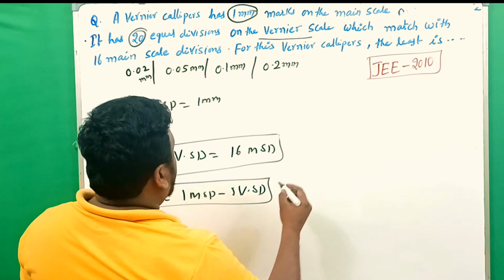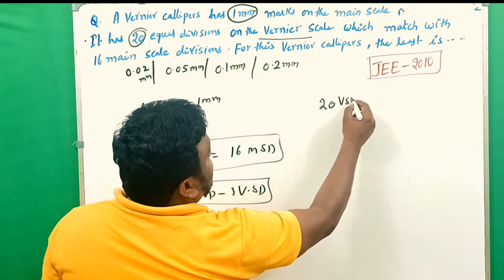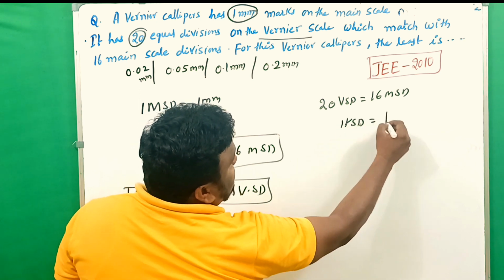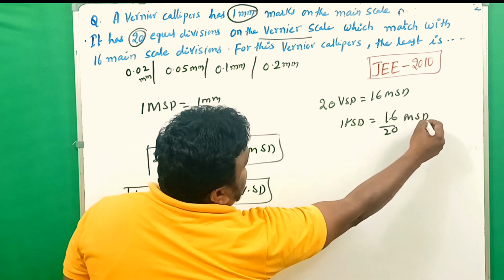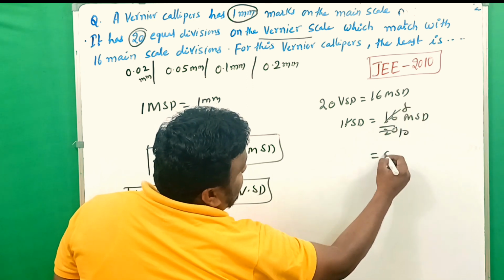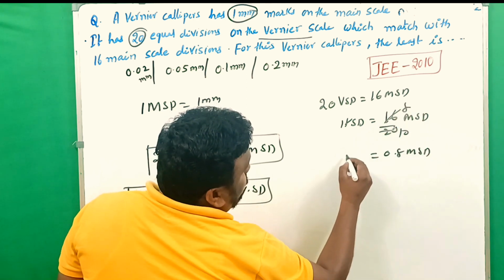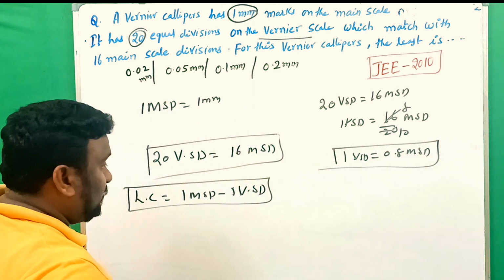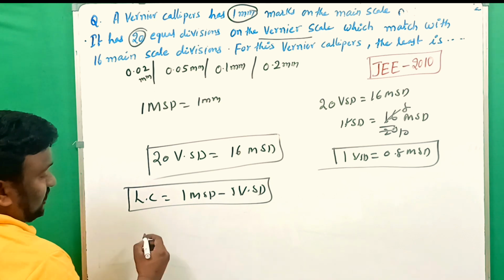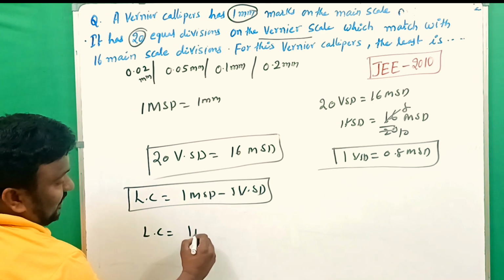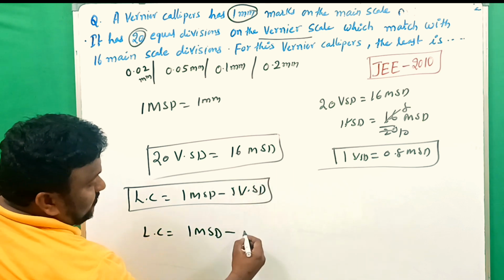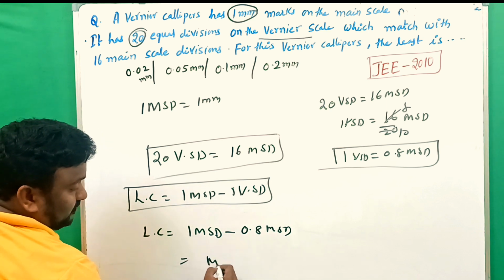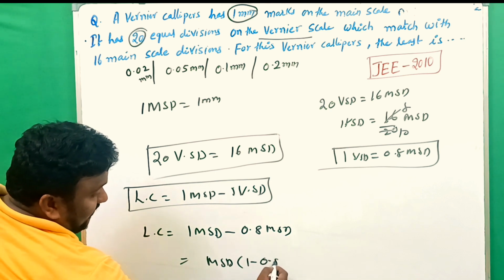And now here, write 20 VSD is equal to 16 MSD. Then 1 VSD is equal to 16 by 20 MSD. So 2 8s are 16, 2 10s are 20. Then it is 0.8 MSD. So 1 VSD is equal to 0.8 MSD. So then obviously here you can substitute. LC is equal to 1 MSD minus 1 VSD value, which is 0.8 MSD. Here MSD is common, that is equal to 1 minus 0.8.